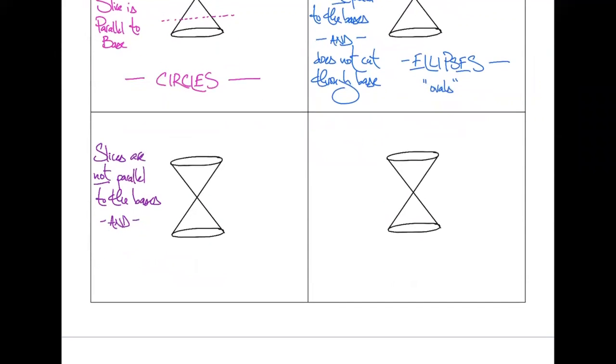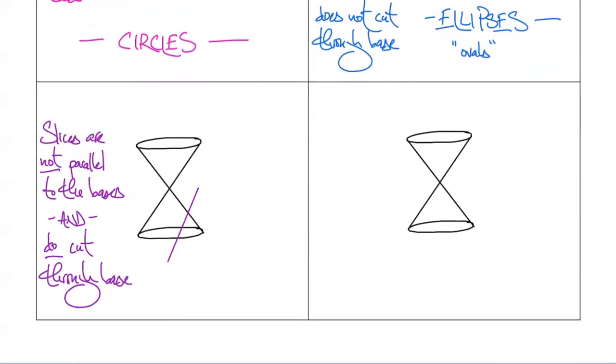and they do cut through the base. Okay, so for example, maybe something like this. If I cut the cone like that, that would be not parallel to the base and it goes through the base. But maybe I could do one like this. That would also satisfy that requirement. Any guesses as to what shape we get this way?